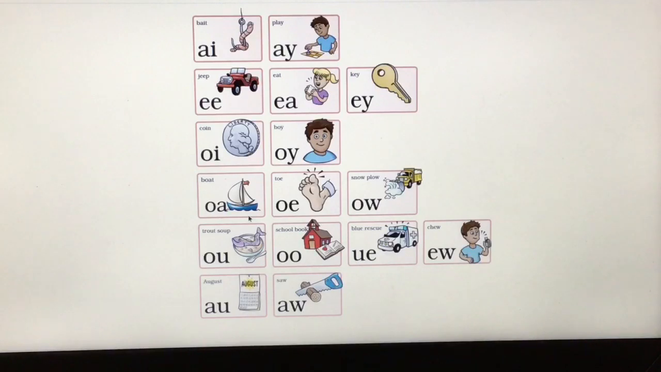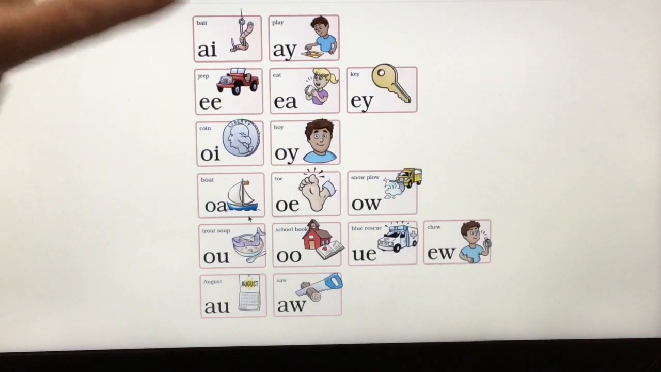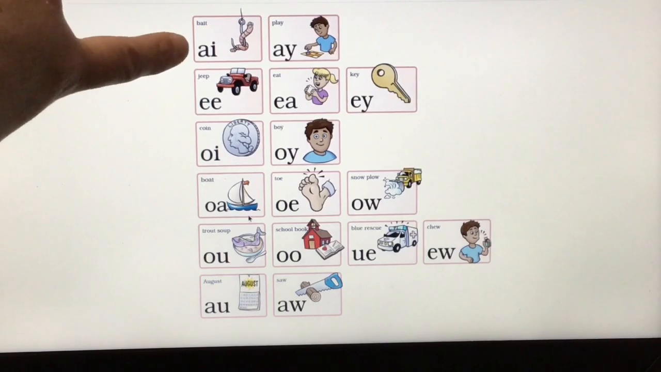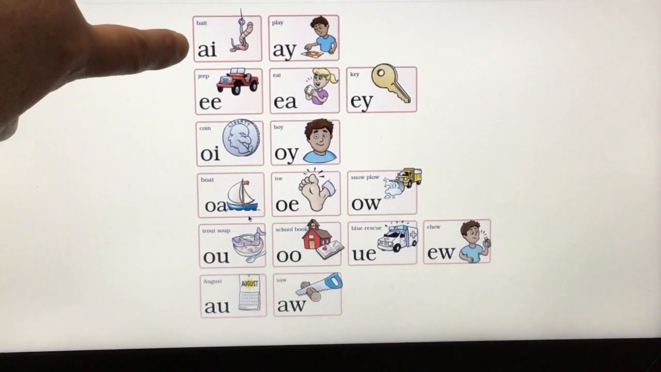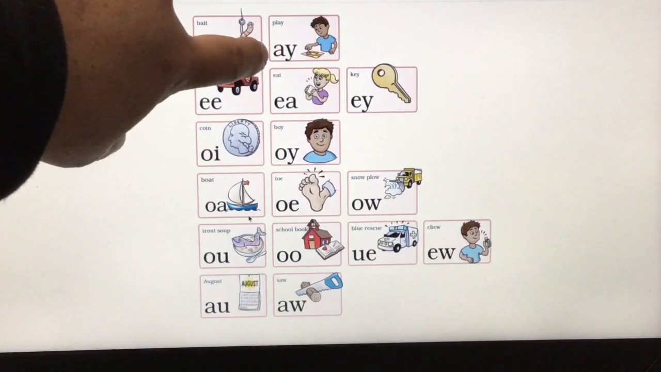We can't forget the vowel teams. Let's do the first 3 rows. Remember, this row says A. A-I, bait, A. A-Y, play, A.